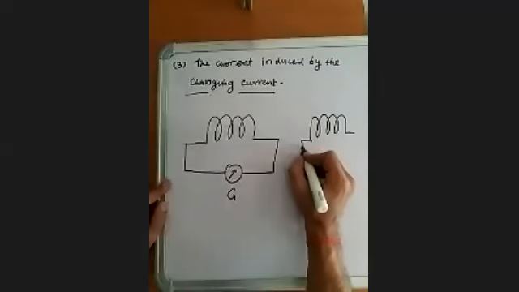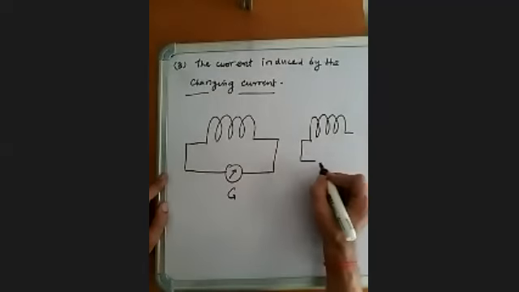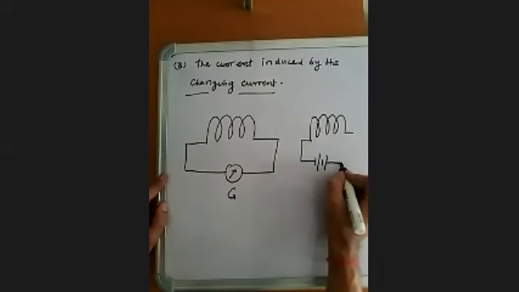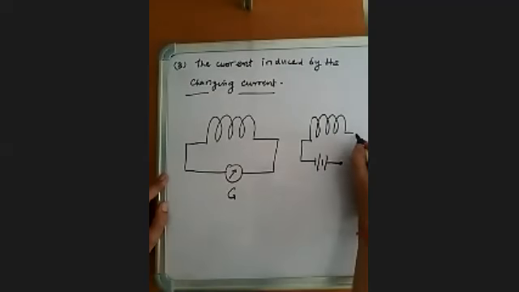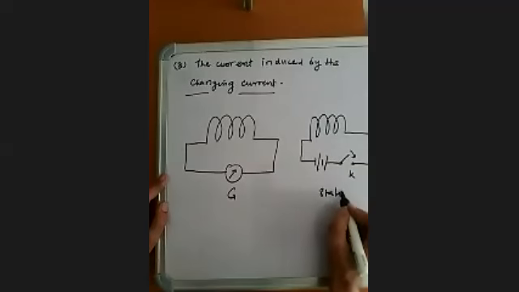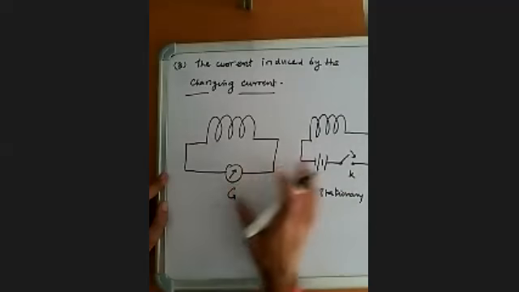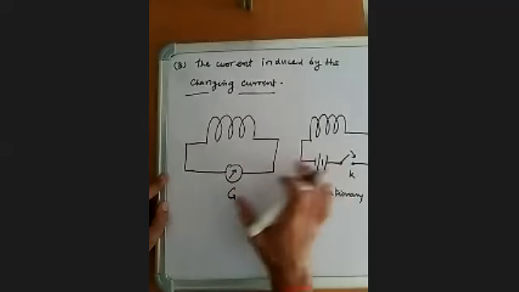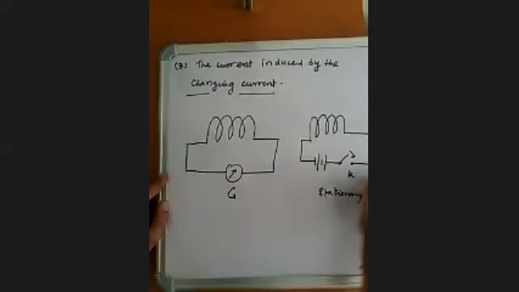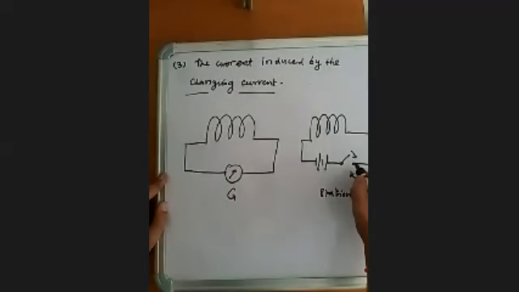Now this second coil is connected to a cell or a battery through a key, and both coils are stationary. This coil is fixed at one position, this coil is fixed at another position, but they are in the vicinity of each other. So what happens when we switch on the key?